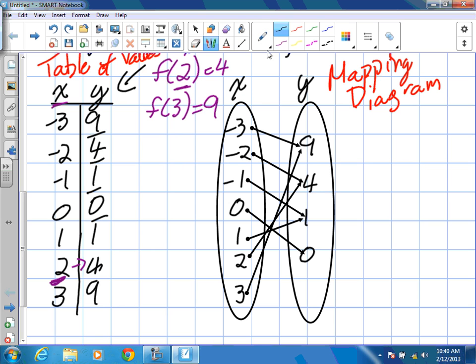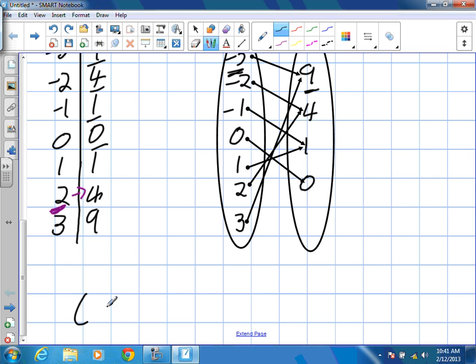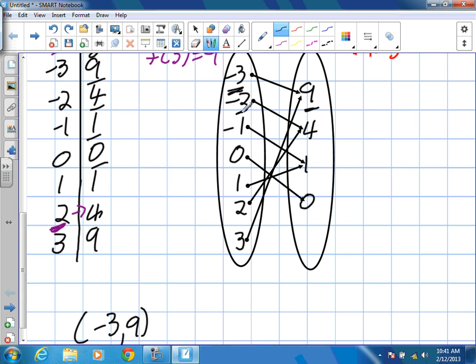So if I look at -3, well, I know -3 is 9. Okay? So we have -3 and 9. That's a coordinate. If they give us -2, the y value would be 4, so we have -2 and 4. -1, it's just 1, okay? So always just try to make sense of it. What would these coordinates be, okay?